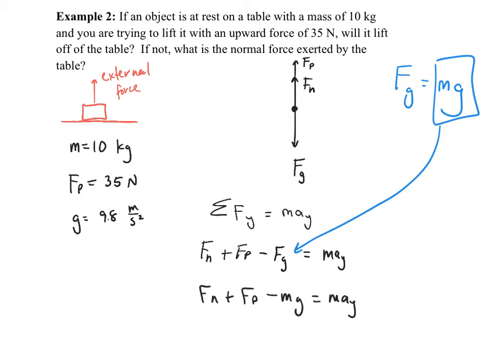Read the problem. It says, will it lift off the table? If not, if it doesn't lift off the table, what is the normal force? And that's the scenario that we're probably going to be in, where I try to lift it, but it's not enough strength. So how will I be able to tell if my lift force up will overcome the weight of the object pulling down? How can I figure it out? Physically, how can I figure it out?